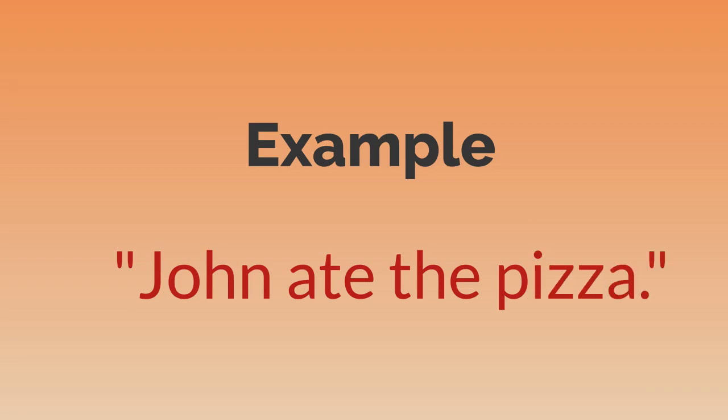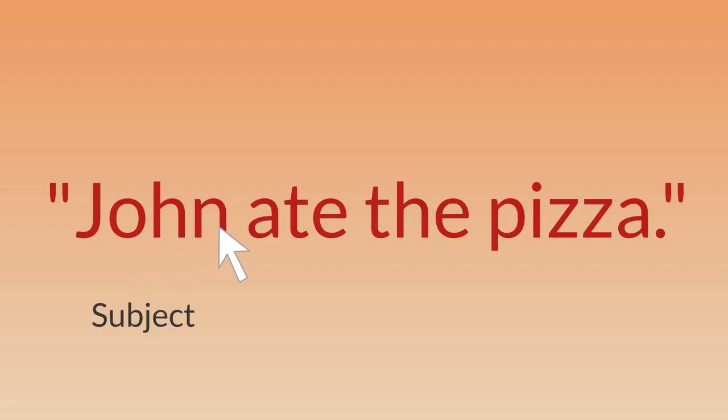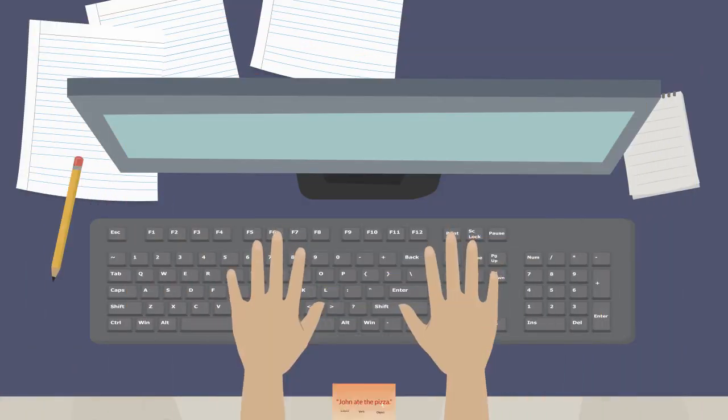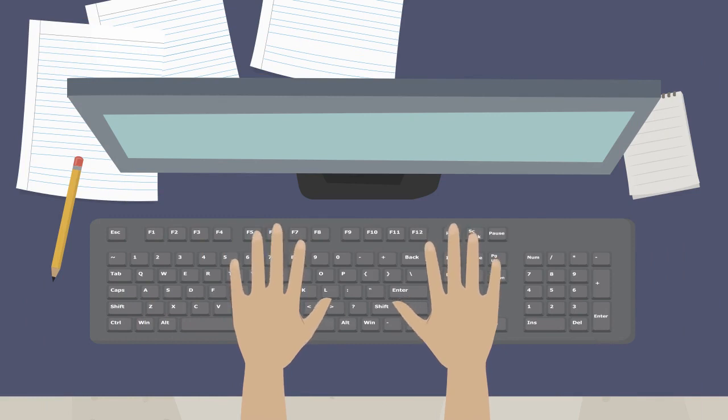Example. Here's an example of a basic sentence: John ate the pizza. In this sentence, John is the subject, ate is the verb, and pizza is the object. In Duolingo, you'll practice forming similar sentences and using them correctly.